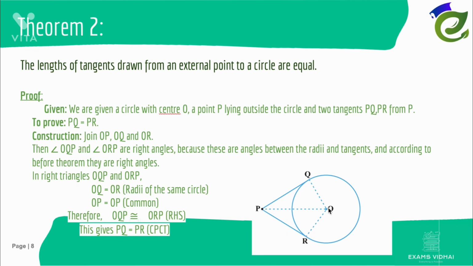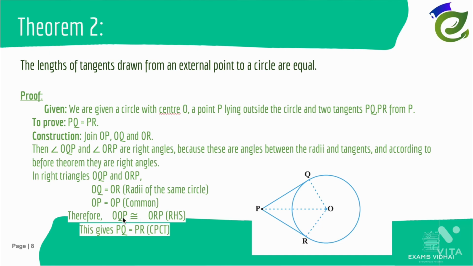According to the before theorem, we get to know that OQ is perpendicular to PQ and OR is perpendicular to PR. It makes triangle OQP and triangle ORP right-angled. Now OP is common to both the triangles and OQ is equal to OR because they are both radii of the same circle.